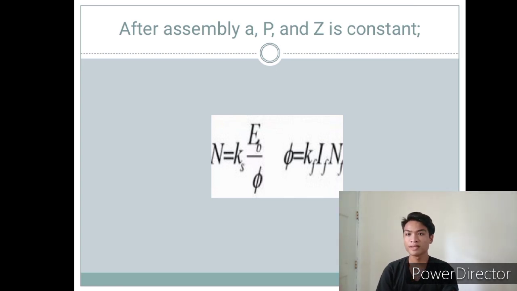After assembly, A, P, and Z is constant, which is yung K sub S, and yung K sub F is the proportionality constant. N sub F is the field windings turned, and the I sub F is the field current.